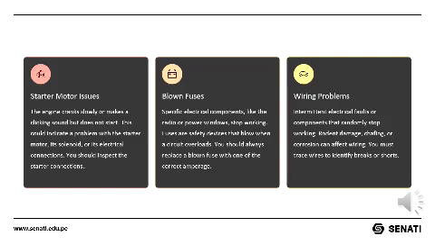Blown fuses: specific electrical components, like the radio, stop working. Fuses are safety devices that blow when a circuit overloads. You should always replace a blown fuse with one of the correct amperage. Wiring problems: intermittent electrical faults or components that randomly stop working. Rodent damage, chafing, or corrosion can affect the wiring. You must trace wires to identify breaks or shorts.